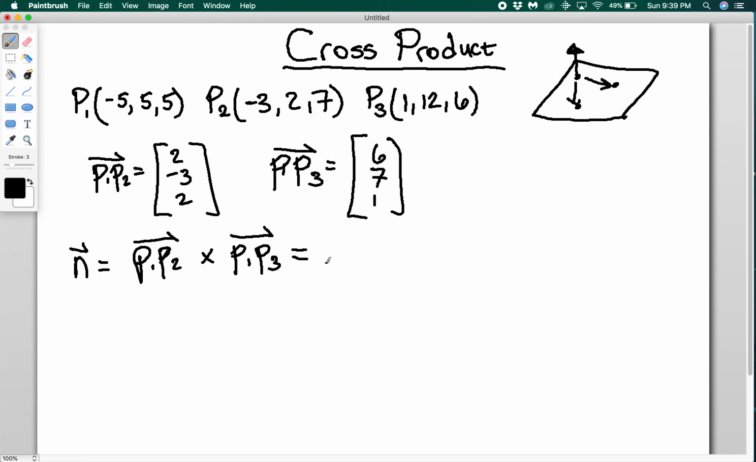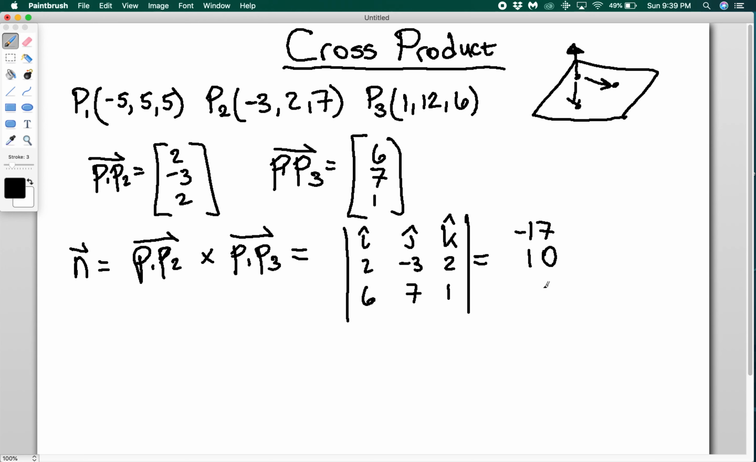So if I do this cross product, I have i hat, j hat, k hat, 2, -3, 2, 6, 7, 1. So, feel free to pause the video here, try this yourself, make sure that you can do this determinant. You should have covered matrices, so I'm sure you can do this determinant. And you should find that your resultant vector is <-17, 10, 32>. And that's our normal vector, okay?